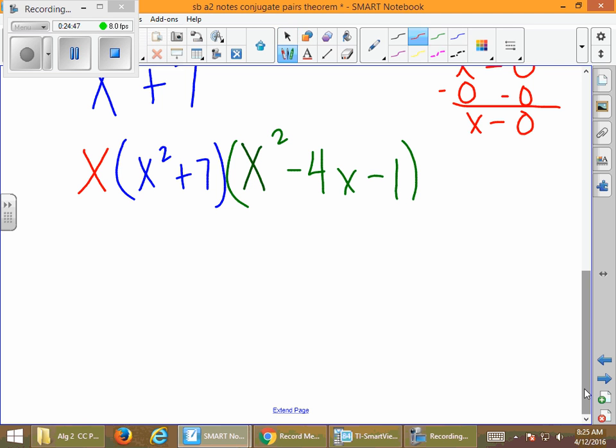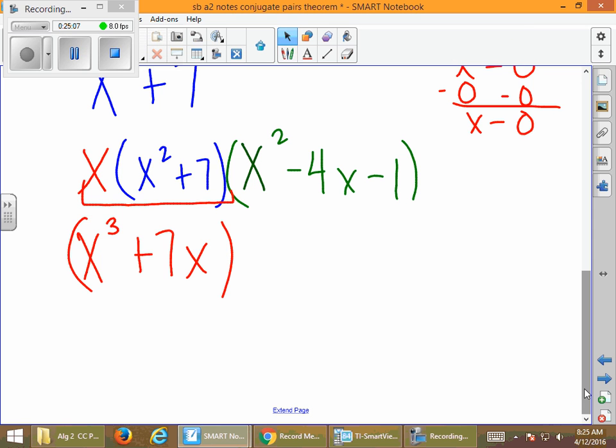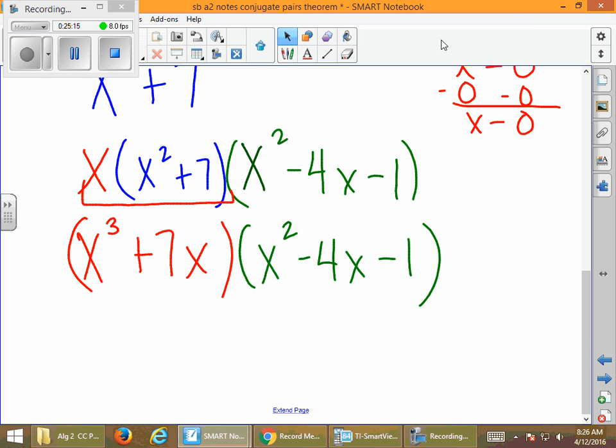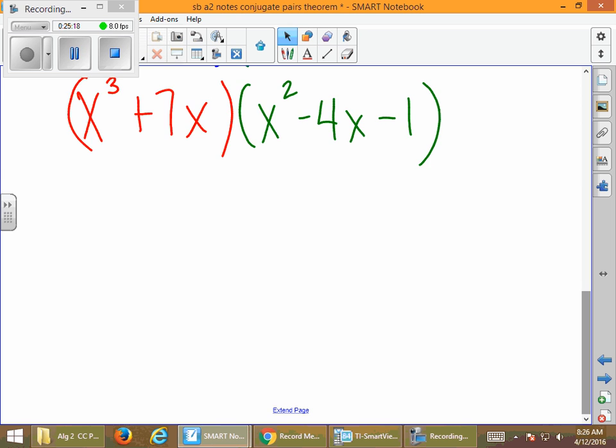And when we start, let's just multiply these two together, get an answer, and then multiply it by our green. x times x squared is x cubed. x times 7 is 7x. Multiply here by the green. x squared minus 4x minus 1. And it's a distributive property process.